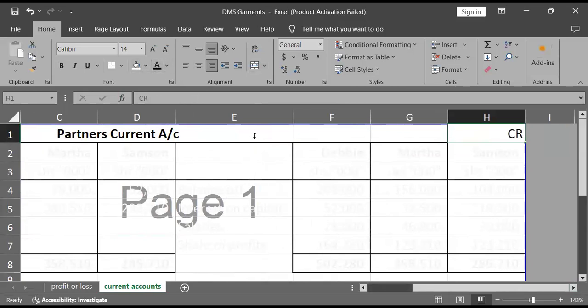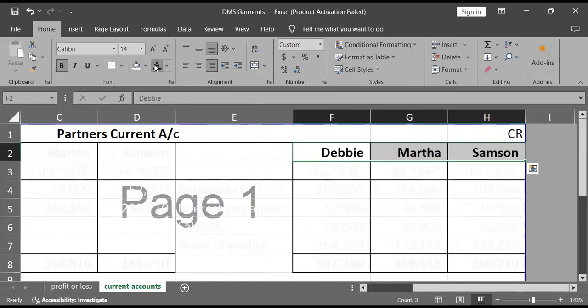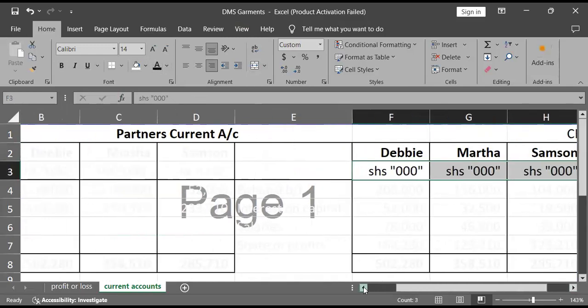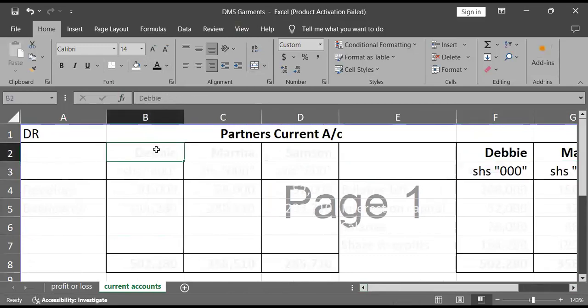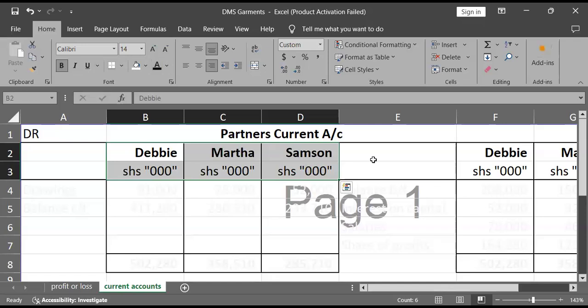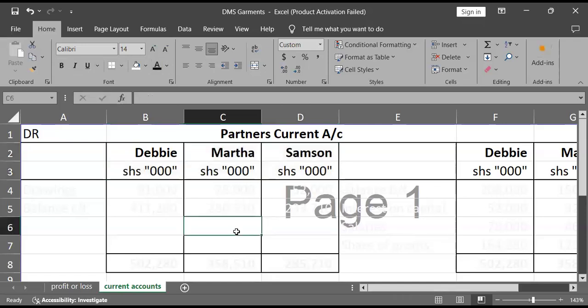For every partner, remember I told you every partner is supposed to individually show what is happening to them. So we will show Debbie, Martha, Samson, we'll create their accounts for them. And of course, we'll show the currencies, the monies, and the level of precision. This will happen both on the debit and the credit side. So now we can start. It's the current account.